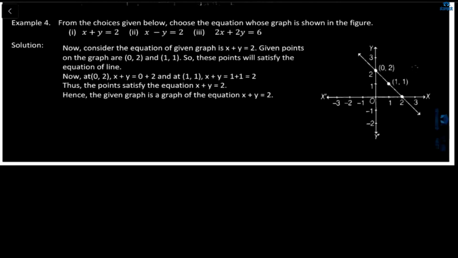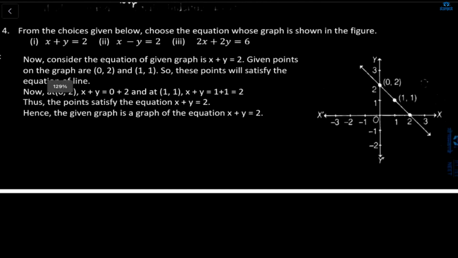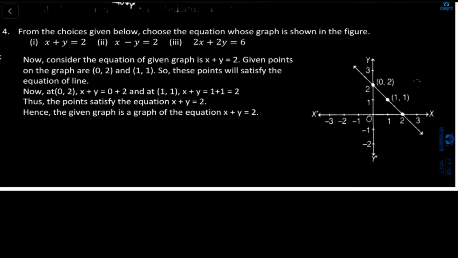Now, here at question number 4, we had a different question. From the choices given below, choose the equation whose graph is shown in the figure. Now, one graph is shown to you in the figure, and you are given 3 equations: x plus y is equal to 2, x minus y is equal to 2, and 2x plus 2y is equal to 6. Now you have to tell which of the equations satisfy the graph.